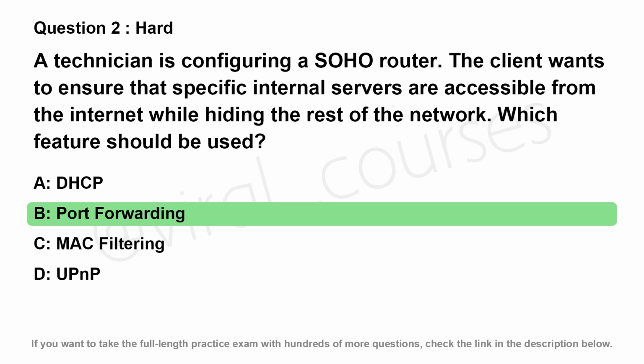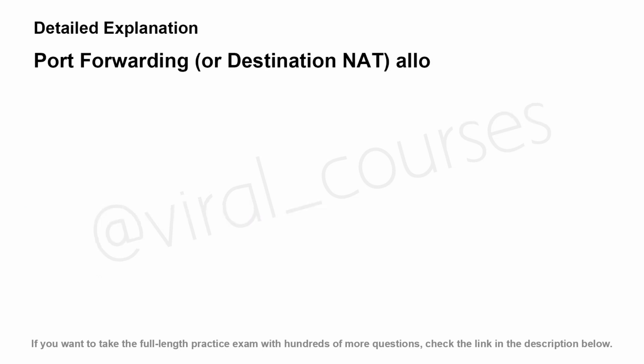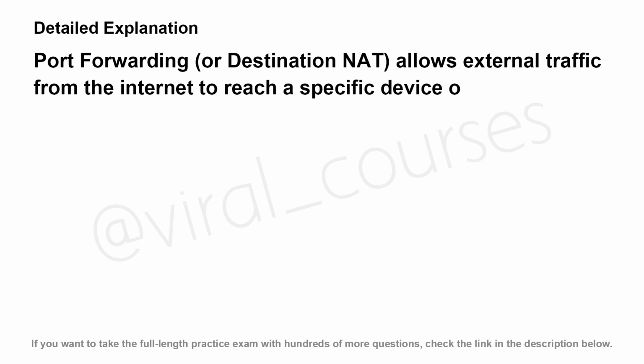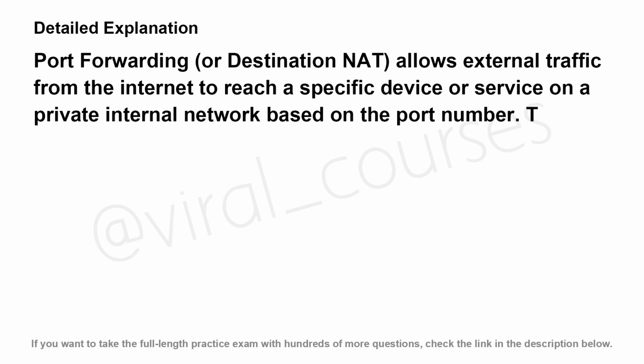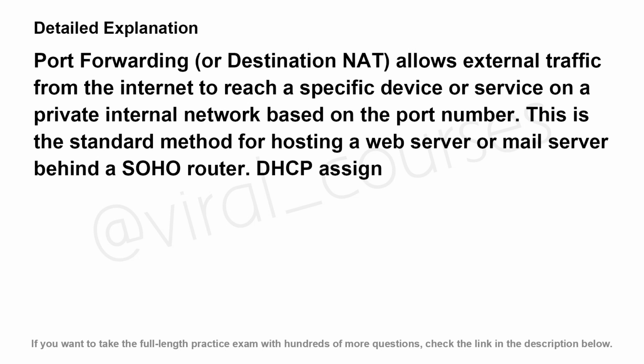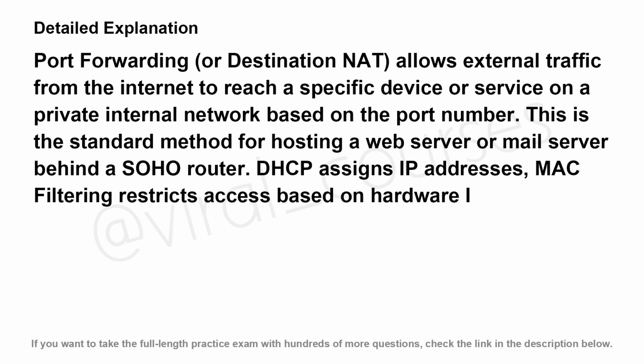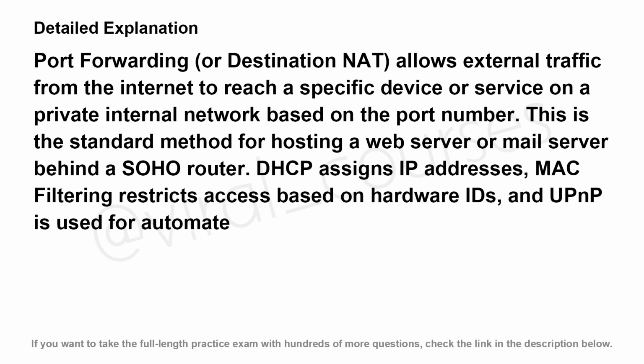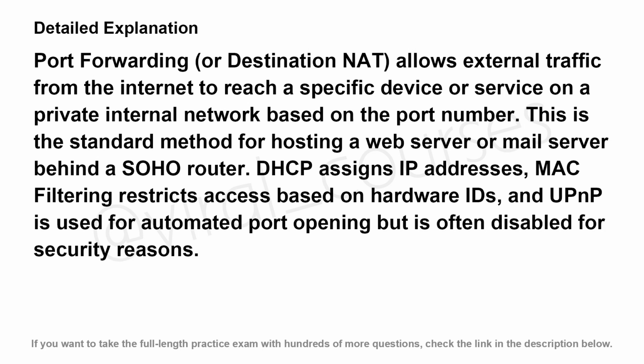The correct answer is B. Port forwarding, or destination NAT, allows external traffic from the internet to reach a specific device or service on a private internal network based on the port number. This is the standard method for hosting a web server or mail server behind a SOHO router. DHCP assigns IP addresses. MAC filtering restricts access based on hardware IDs. And UPnP is used for automated port opening but is often disabled for security reasons.